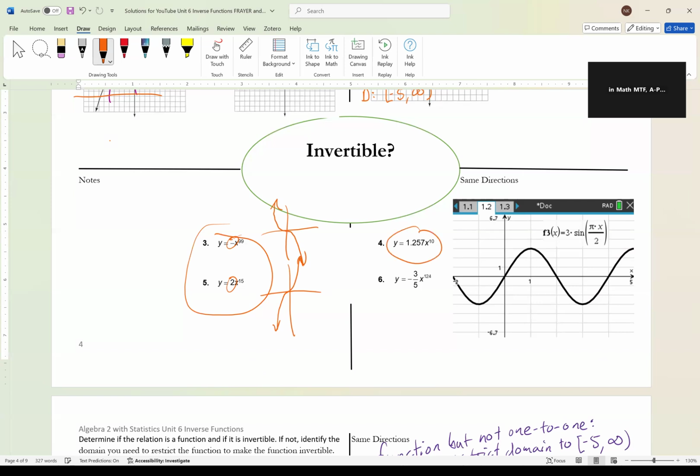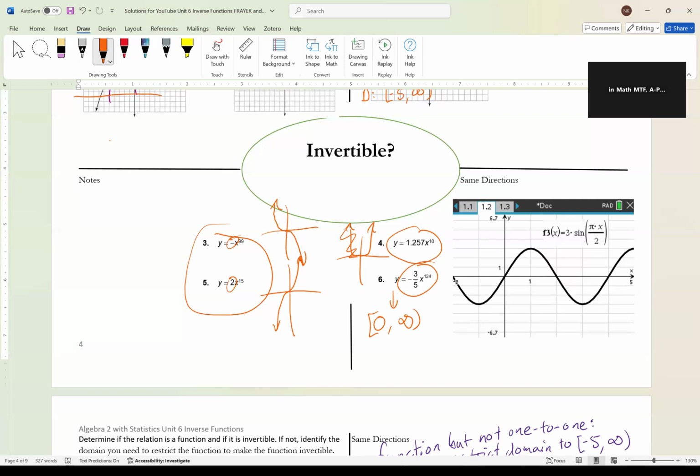Whereas these evens are going to look like parabolas, and they are not invertible unless we restrict the domain. So restrict the domain to 0 to infinity for both of these. If you graph them, you can see why.